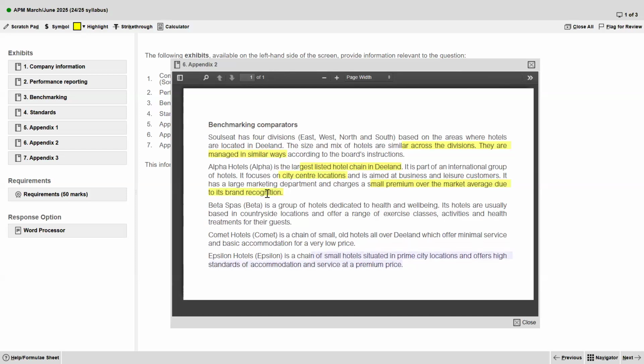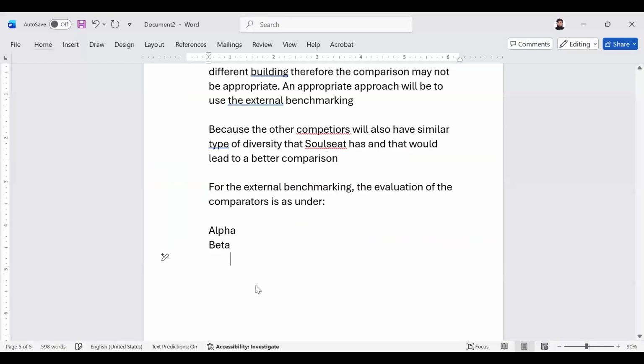So your best comparator is Alpha Hotels. So you would actually talk about Alpha, you talk about Beta, you talk about Comet, you talk about Epsilon. You talk a bit about it: listed, international, market rate across the country. Many factors are there.